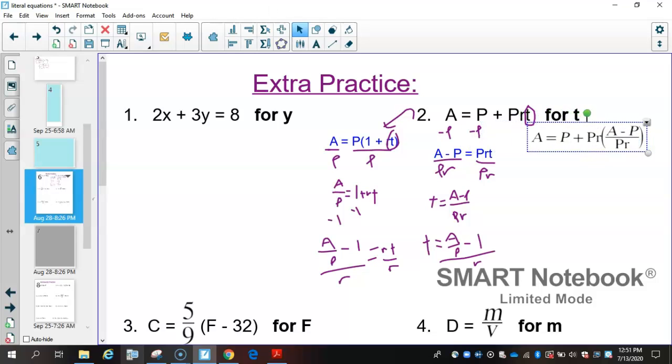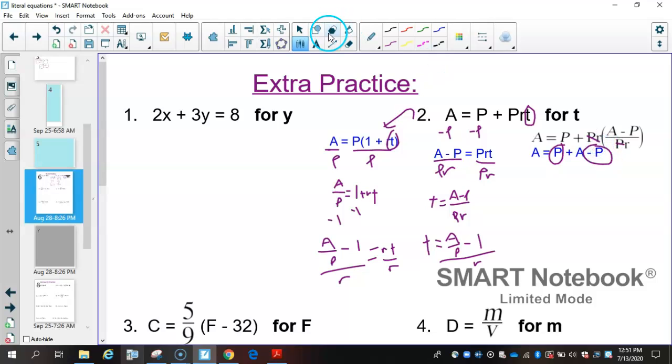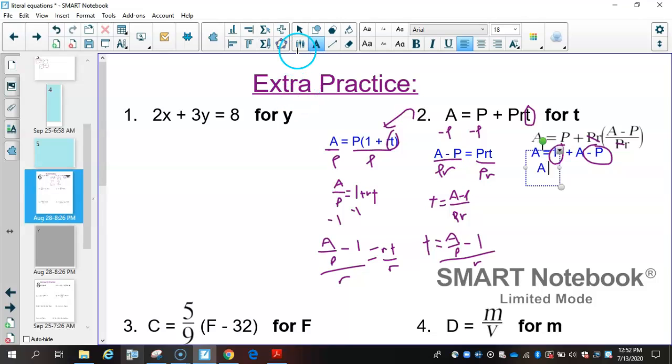Okay, so in this double check, this PR is being multiplied to this entire fraction, where PR is also the denominator. So I can divide both of those to become 1. And then we're left with A equals P plus A minus P. I have like terms, so I can go ahead and combine those. And I'm left with A equals A, which is what we wanted.